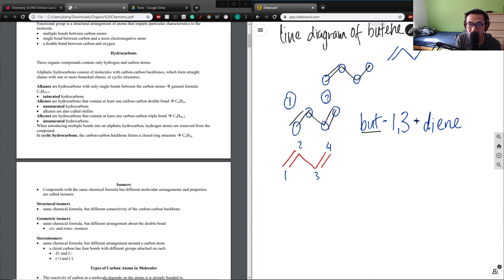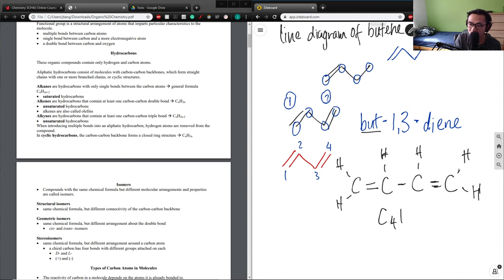If I were to draw a structural diagram of this, I can show you how this plays out. This is carbon, double bonded to carbon, single bonded to carbon, and double bonded to my last carbon here. I have a hydrogen here, a hydrogen here. I only have one hydrogen here because I already have three bonds to this carbon, so I'll need one more hydrogen to saturate this carbon. Same with this one, I'll need one hydrogen because I have 1, 2, 3 bonds, and with this one, I have 1 and 2. So my chemical formula changes because I have 4 carbons, C4, and then I have 1, 2, 3, 4, 5, 6, H6. So this is bute-1,3-diene.